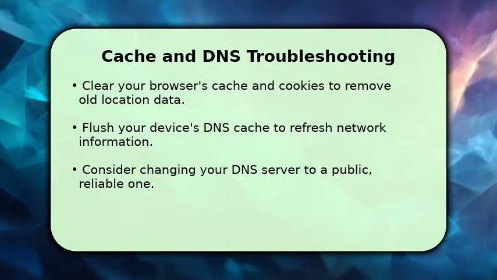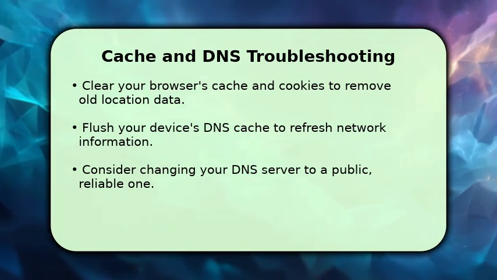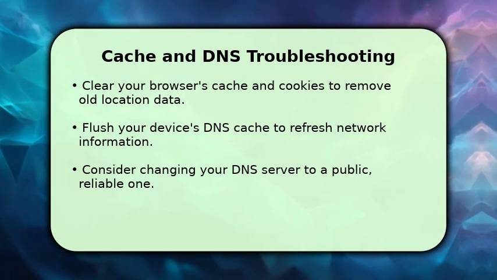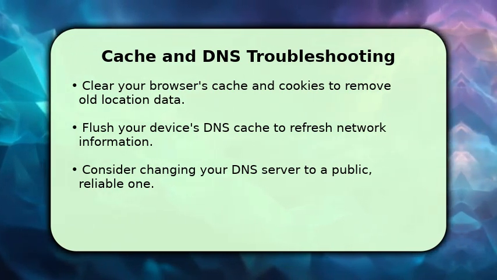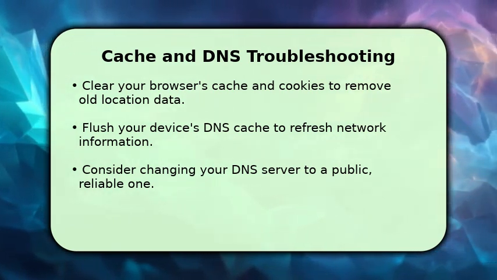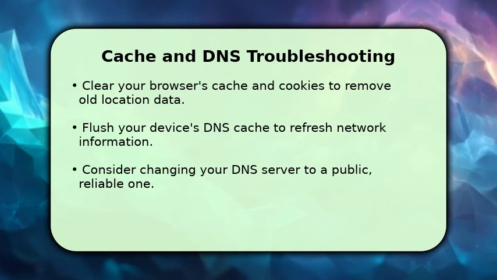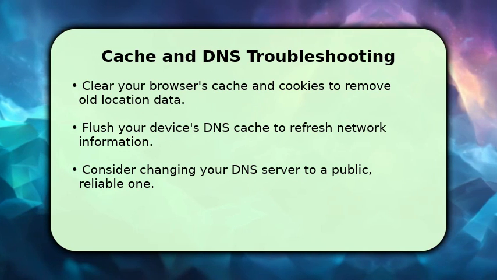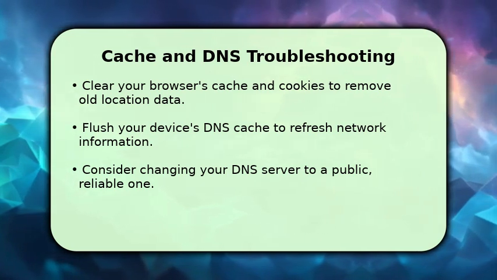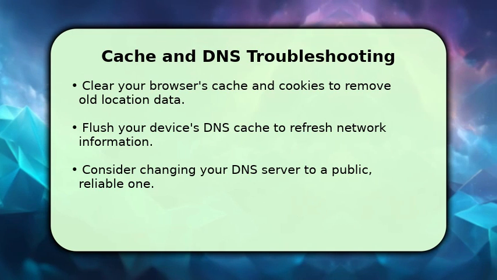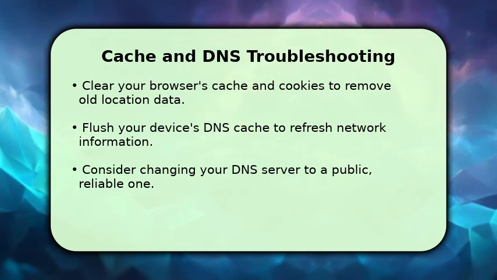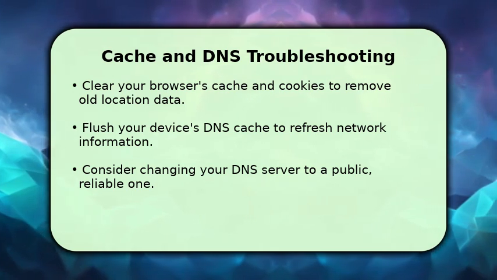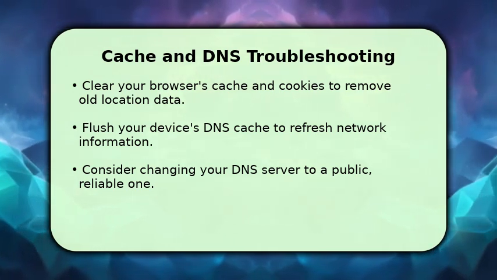Sometimes, cached data or outdated network information can cause regional access problems. Start by clearing your web browser's cache and cookies, as these can store old location data. Next, flush your device's DNS cache to refresh its network address information. You might also consider changing your DNS server to a public one, like Google DNS, which can sometimes improve connectivity and resolve geolocation discrepancies. These steps are quick and often very effective.